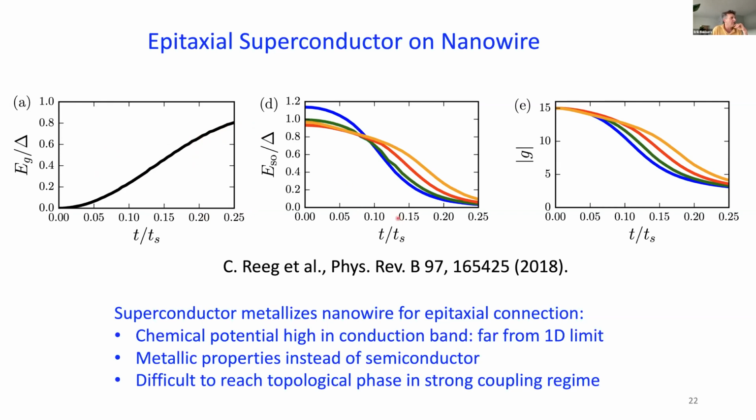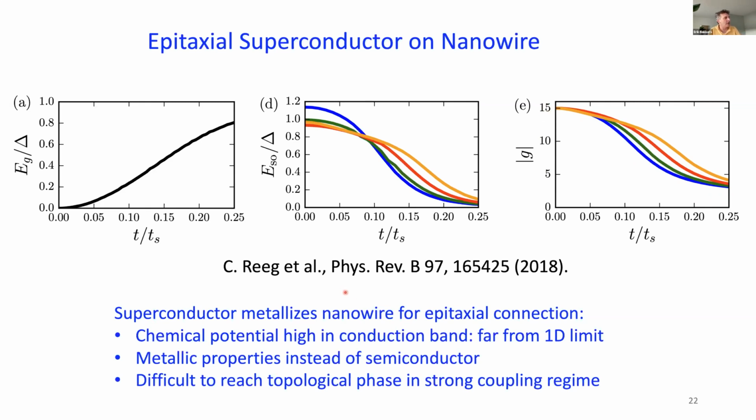And if we are above 0.2, it also means that the spin orbit energy is much, much lower than what you would find in the bulk semiconductor. It's really like an order of magnitude lower. And the same for the g factor. If we are in this strong coupling regime, the g factor is also much, much lower than what you would expect from the semiconductor by itself. So that means that if we are in this strong coupling regime, it will be very difficult to reach this topological phase.